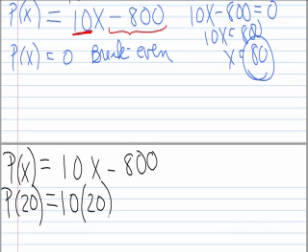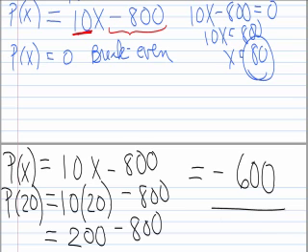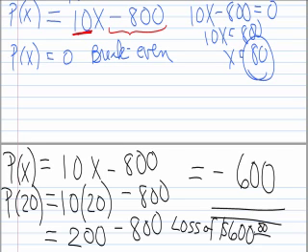Well, substitute your 20 there. She's only bringing in $200. She's paying out $800. She's losing $600. That's our interpretation. If she only sells 20 shirts, she can't break even. In fact, she's going to lose $600. She's not sold enough shirts to even cover her basic startup costs. So that is P of 20 and the interpretation of P of 20.